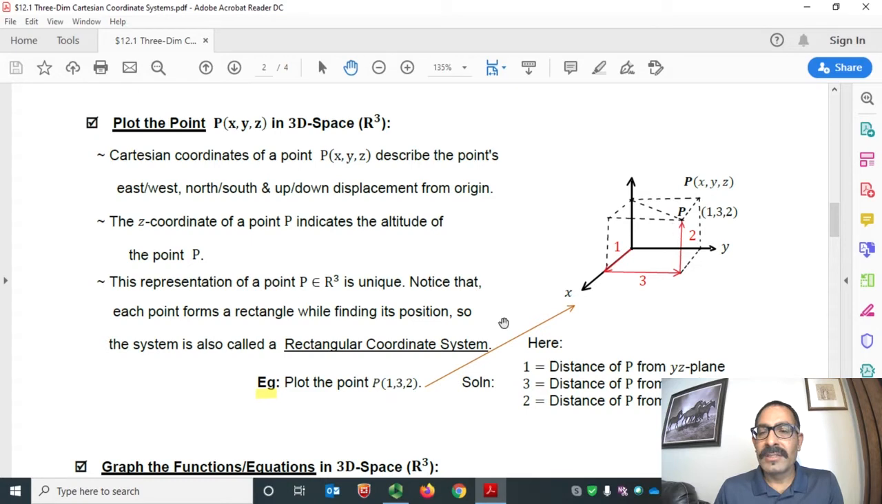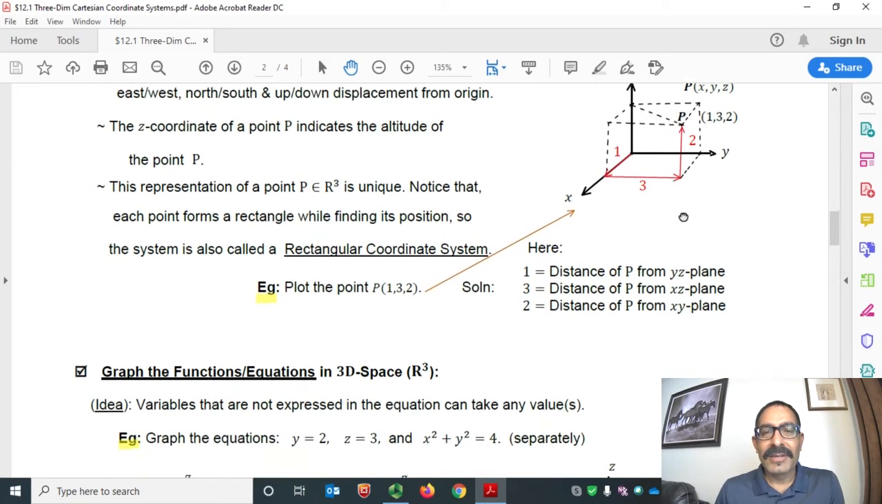For example, let's take x is 1, y is 3, and z is 2. Then this is the point P here. That means 1 unit walk along the x-axis. So from origin, 1 unit along the x-axis, and this y is 3. Then walk 3 units along the y-axis or along the line parallel to the y-axis. Then we are here. And then this is z equals 2. So then walk 2 units along the z-axis or a line parallel to the z-axis. So our location is here. P(1, 3, 2). I hope this makes sense to you all.